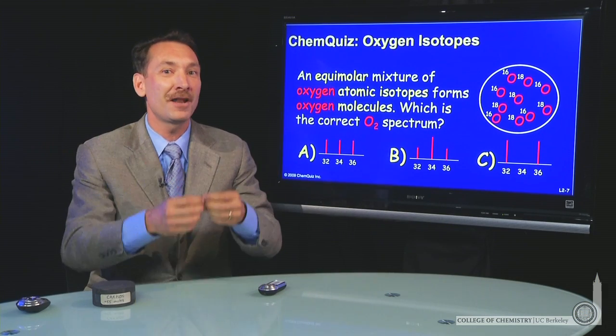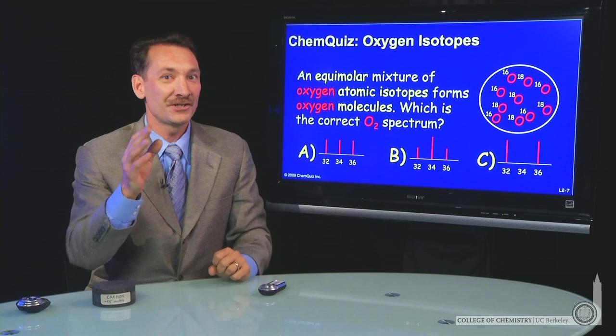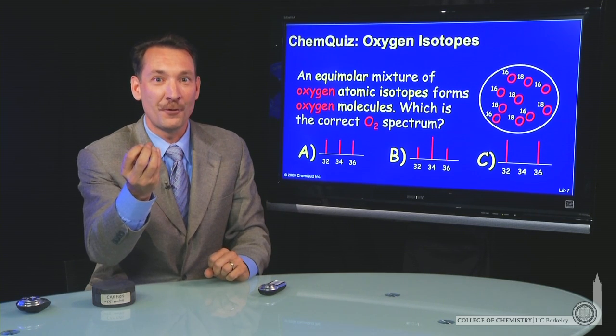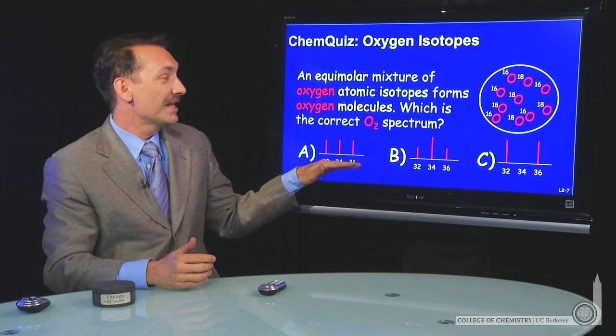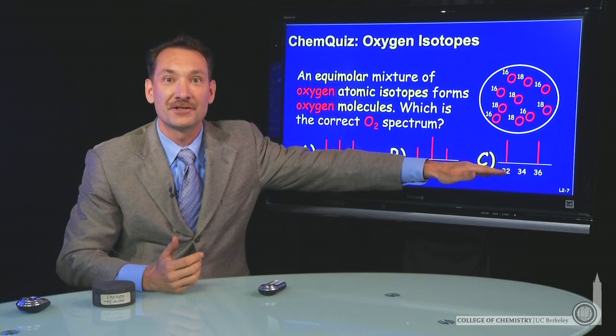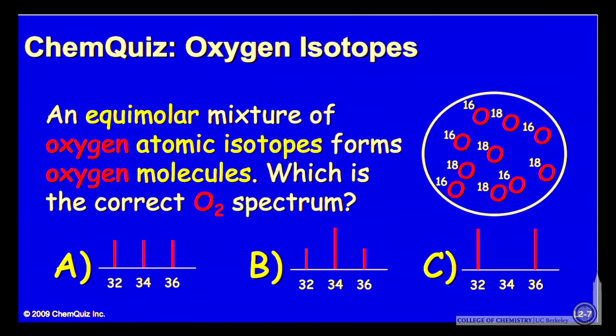to form oxygen molecules. The question I have is, after the molecules are formed and we do a mass spectrometry run, what will the mass spectrum of the product oxygen molecules look like? Think about that for a second and make a selection.